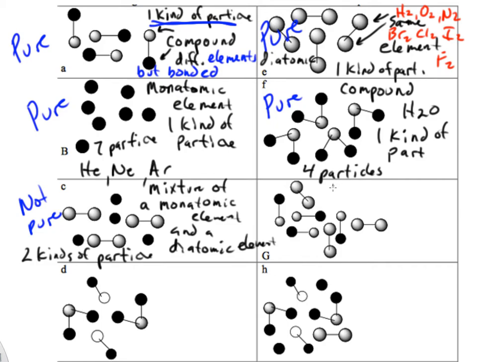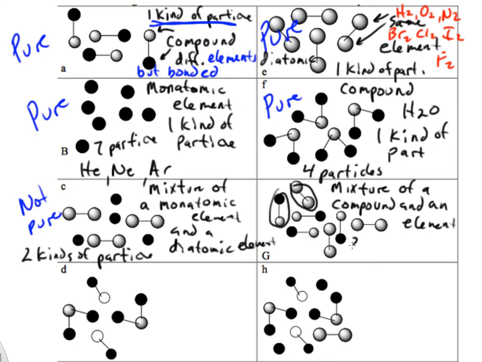This is also a mixture. Again, we can't tell if it's homogeneous or heterogeneous at the particle level. This is a mixture of a compound and an element. And we see one kind of particle. So I see only two kinds of particle. And because it's a mixture, it is not pure.